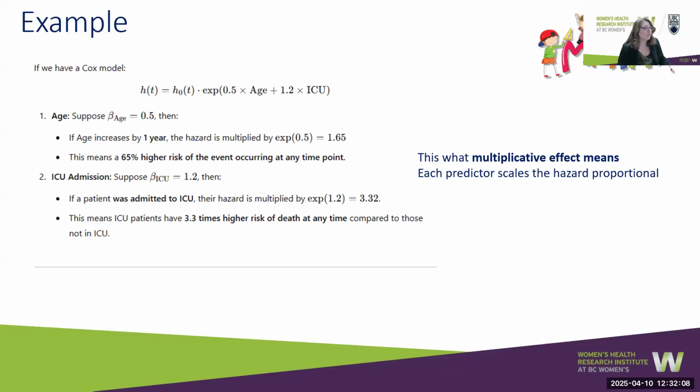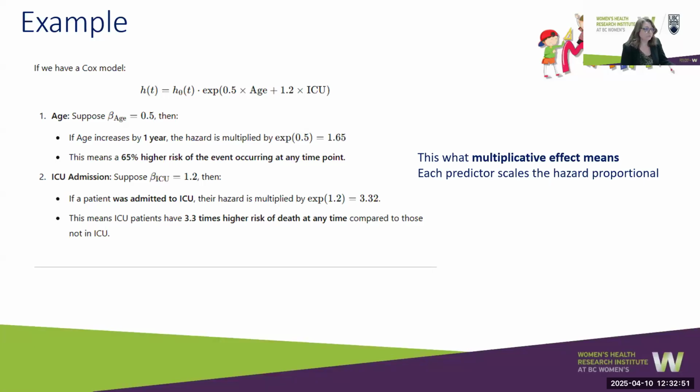And if we assume that our coefficient for ICU is 1.2, if a patient was admitted to ICU, the hazard is multiplied by exponential of 1.2, which is 3.32. So this means ICU patients have 3.3 times higher risk of death at any time. You can see here, same as for logistic regression, continuous and categorical predictor variables are explained slightly differently. For age, it is per 1 year of age, and we can calculate it will be 65%.